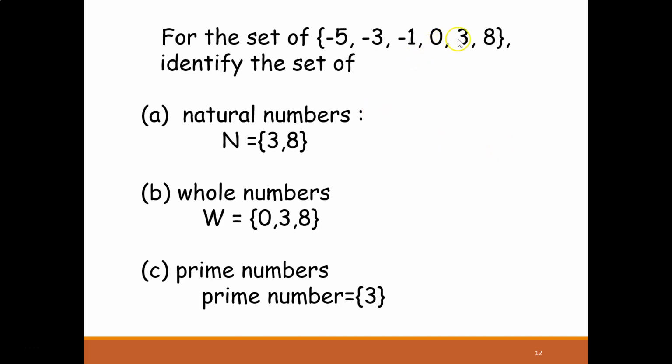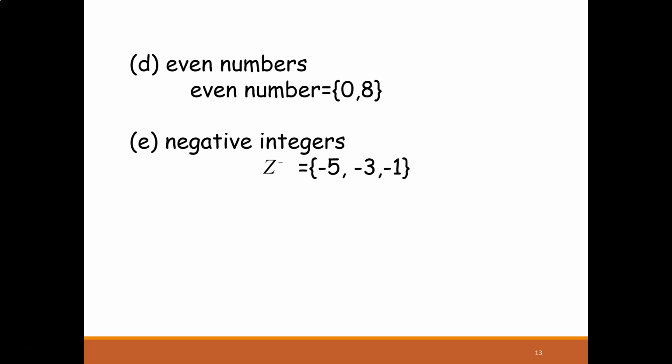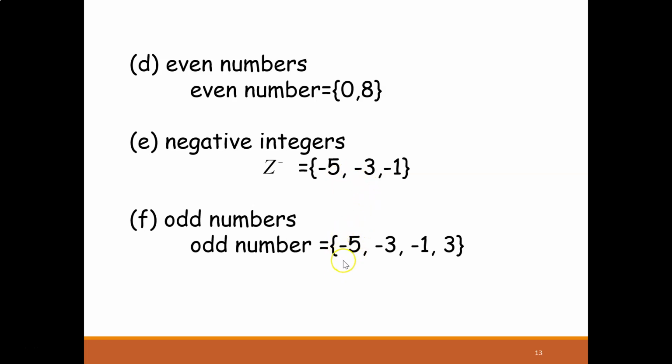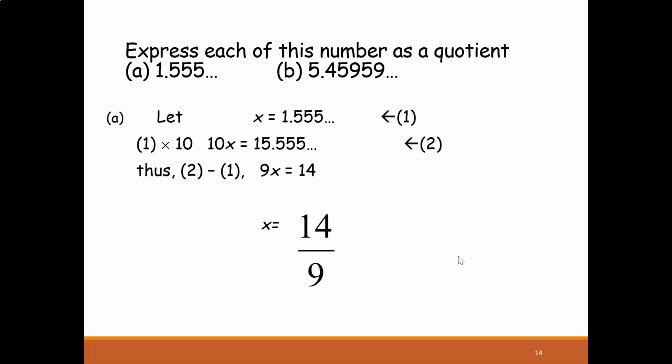And then even numbers, nombor genap. From the previous set, nombor genap we only have 0 and 8. Cuma ada 0 and 8, even numbers. Then negative integers. The negative integers are denoted as Z with a small negative superscript over there. So you just list down the negative numbers. And the odd numbers will include the negative numbers: -5, -3, -1 and also 3. Okay, that's quite easy, right?